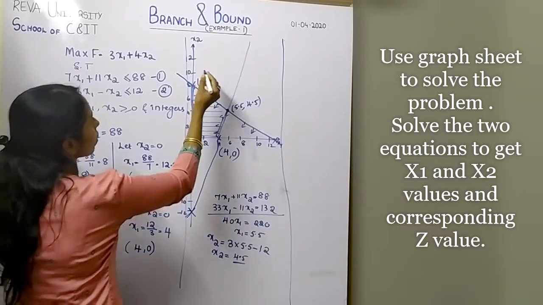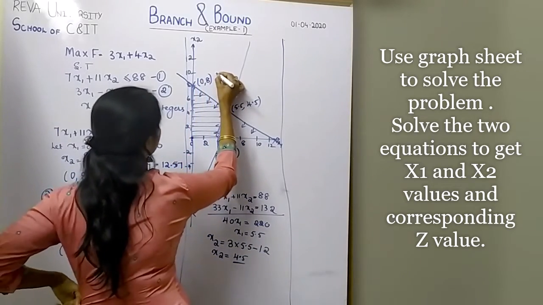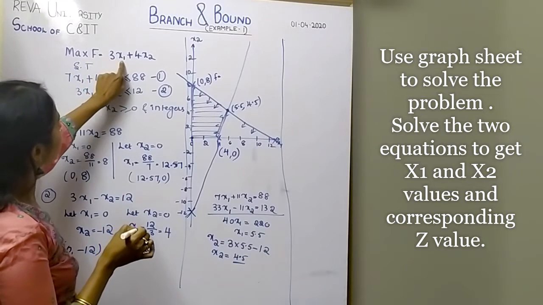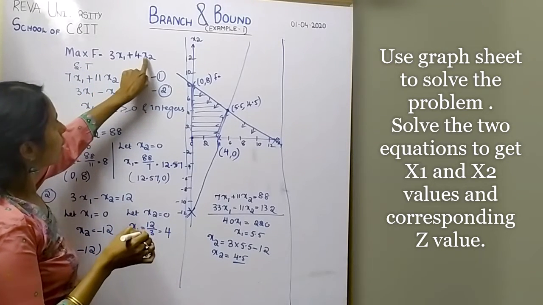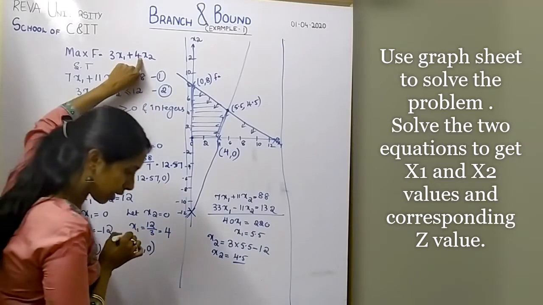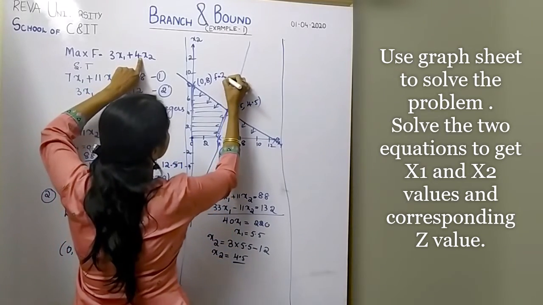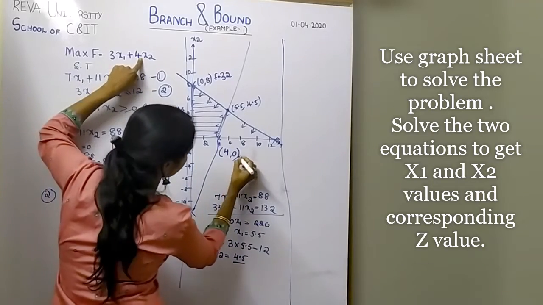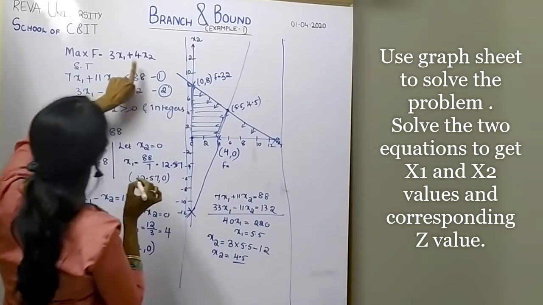Now if I solve here the objective function f, at 0, 8, x1 is 0, x2 is 8, so 8 fours are 32. The objective function is 32. And if you apply here 4, 0.